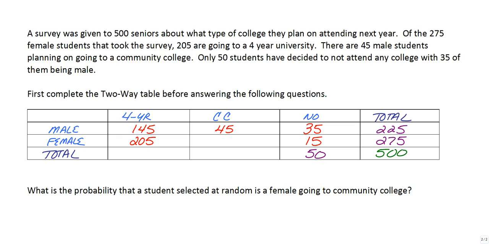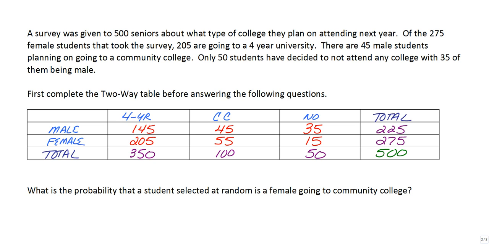We have 275 of them, 15 are not going to college, 205 of them are going to a 4-year, that leaves 55 left attending a community college. And then of course the total for 4-year, we would just add this up and get 350 students going to a 4-year college, and we would have 100 students going to a community college, and of course we can add those all up to make sure they add up to 500. They do. So now our table is complete.